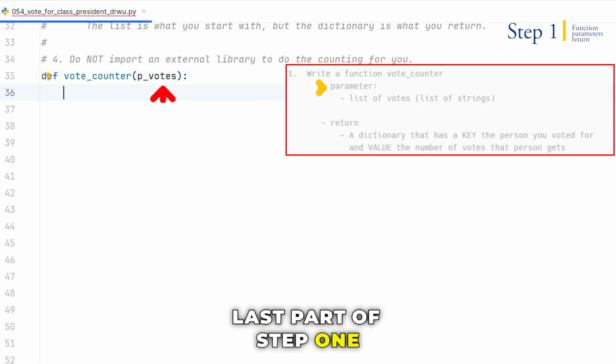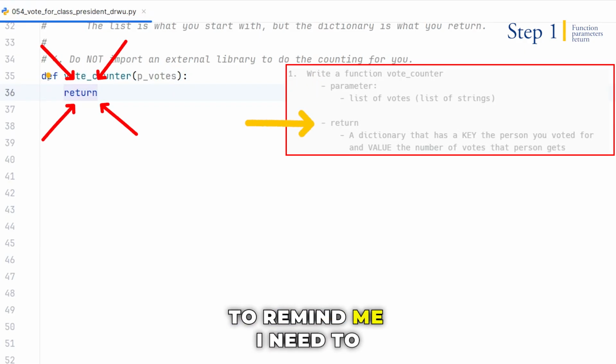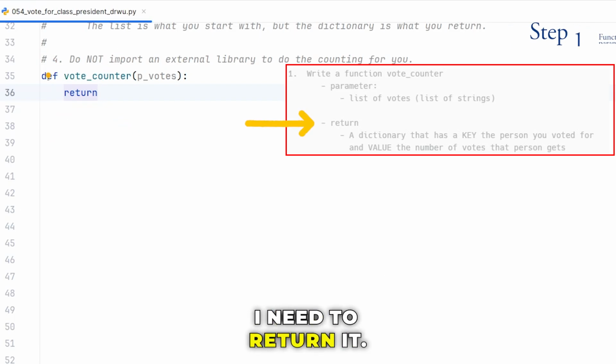Last part of step 1 says I need to have a return. So I'll put a return in the code just to remind me I need to have a return. It's not enough to print out the final dictionary. I need to return it.